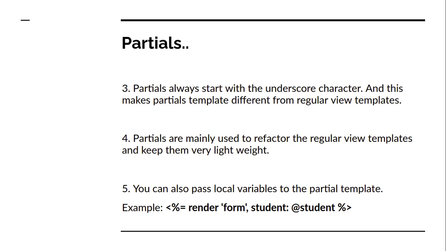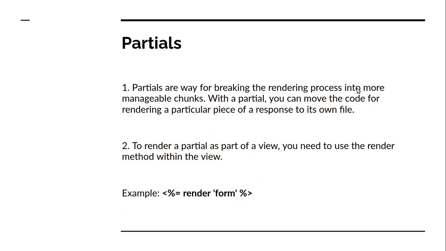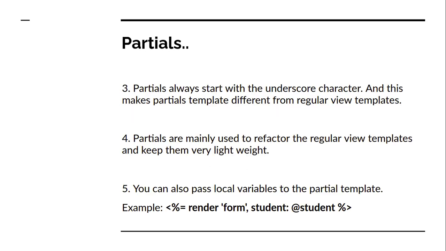Look at the example here. Here we are using render form, so this will render the file underscore form.html.erb from the same folder as the view. But if you write render shared form, then it will render the form partial from the app views shared directory. So it is always true that a partial starts with the underscore character, and partials are mainly used to refactor the regular view templates and keep them very lightweight.